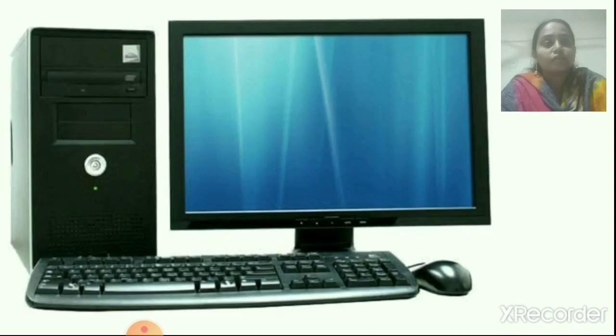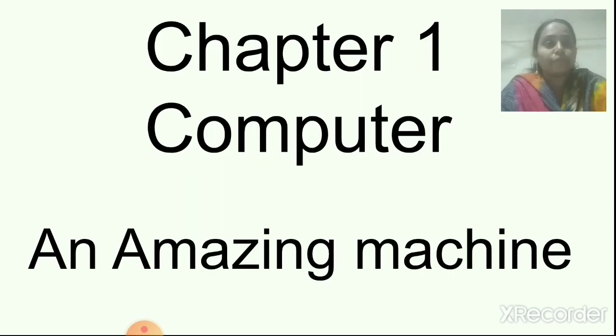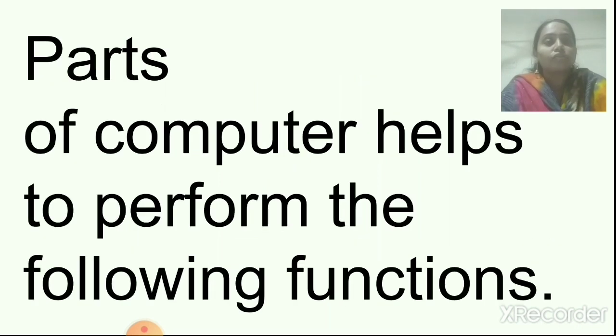Today, see, this is a computer. You can see the monitor, keyboard, mouse and CPU in this picture. So today in this first chapter, An Amazing Machine, Computer, we will see the functions of a computer system. The parts of a computer help to perform the following functions. These parts help to perform some functions. Which are these functions? That we will see today.